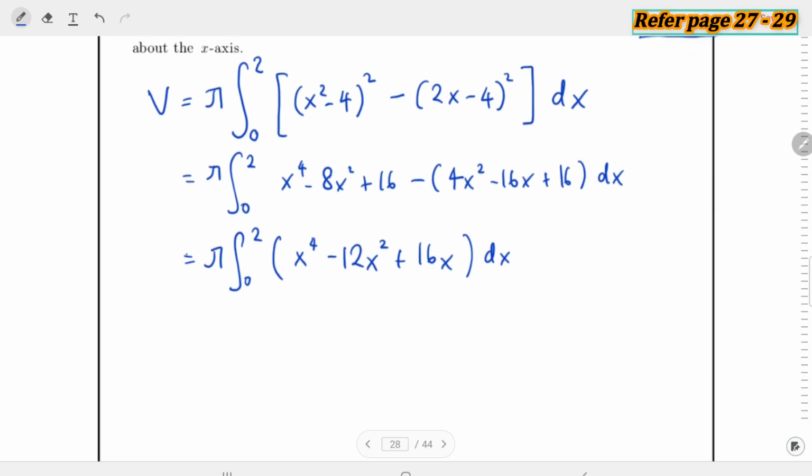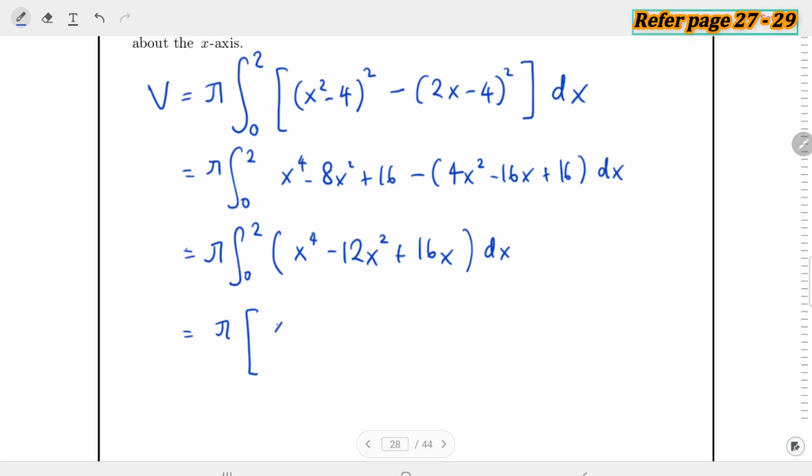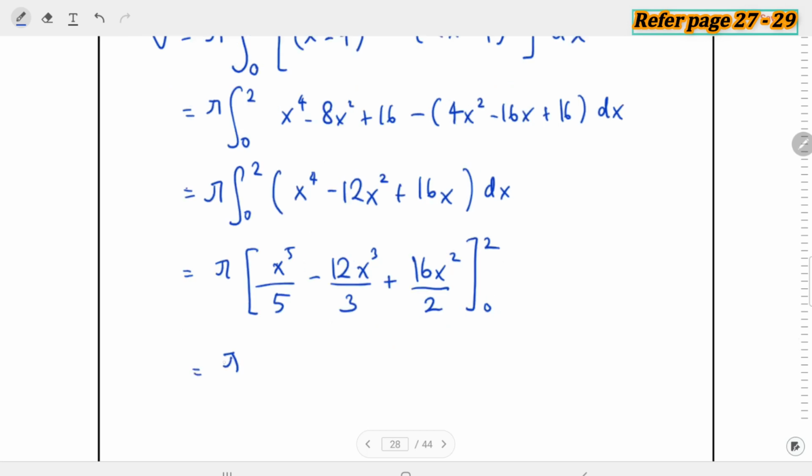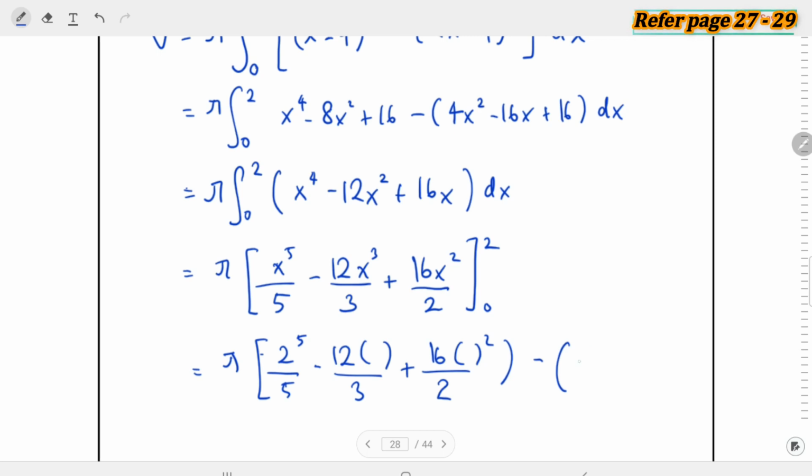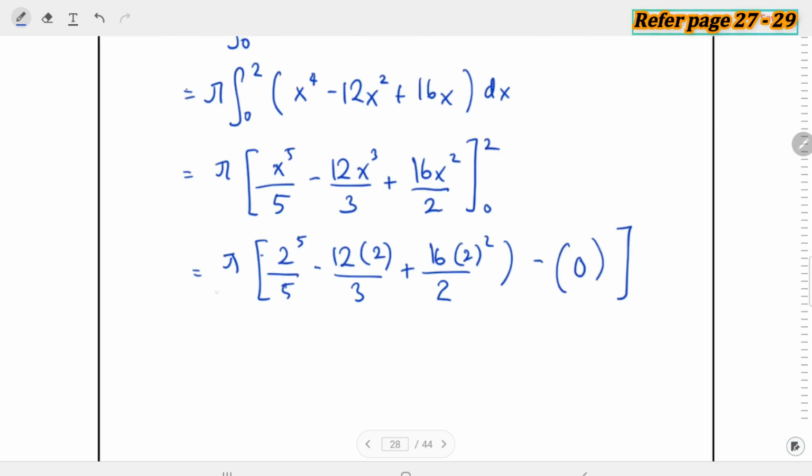Now we are going to integrate all of these terms. Pi times x to the power of 5 divided by 5, minus 12 x to the power of 3 divided by 3, plus 16x squared over 2, from 0 to 2. Then you put in the upper limit and subtract the lower limit. I should simplify this first, and then minus 0. Everything will be 0 for the lower limit. So your answer is 32 pi over 5 unit cube.